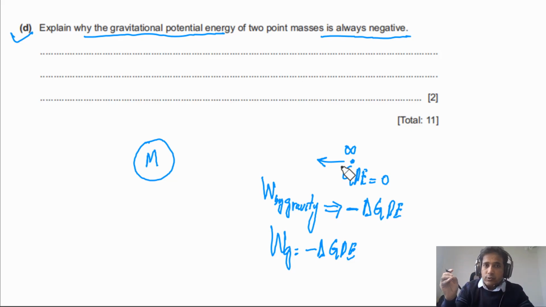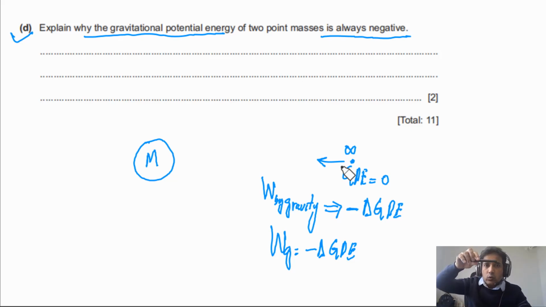When you bring any object from infinity to a point in the gravitational field of 2 point masses, work done by gravity has to be positive. Gravity will do positive work, so the change in potential energy will be negative, or we can say the work done by the external agent is negative. That's the reason the change in potential energy is negative. So you have to be very clear about this one. So this is very simple.